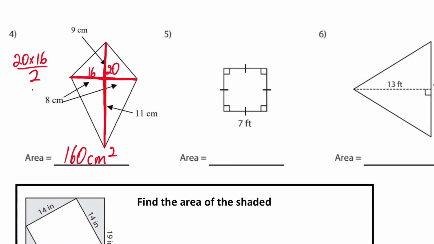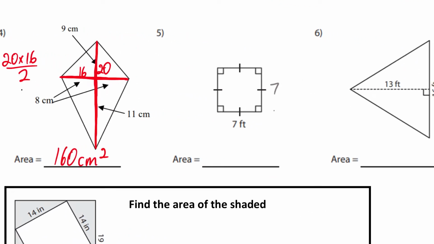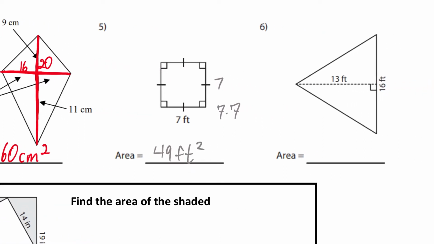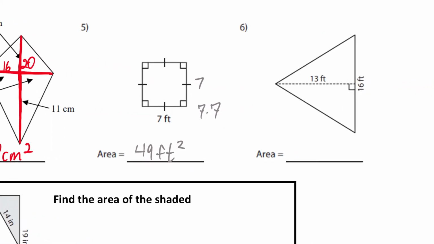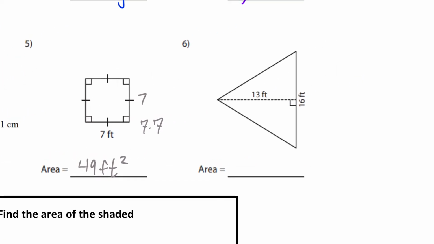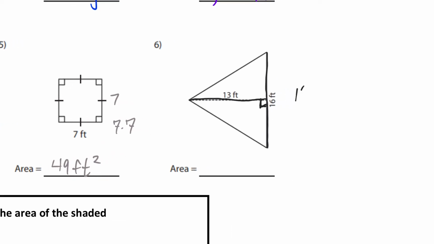Okay, next one is just a square, right? 7 by 7, so 7 times 7 is what? 49. All right, number 6 is just a triangle again. This time the base is here and the height's here. Base and height have to be 90 degrees, have to be perpendicular. So it's just 16 times 13 divided by 2. Should be 104 square feet.